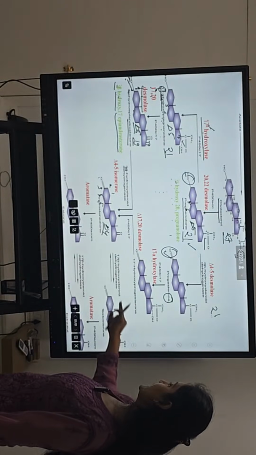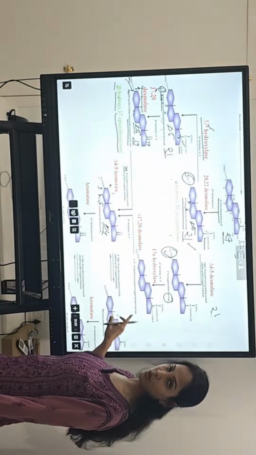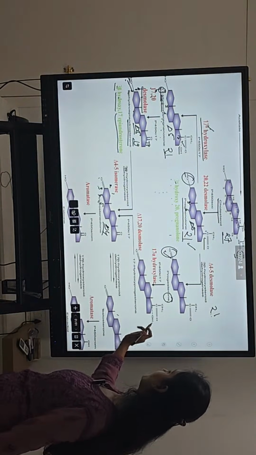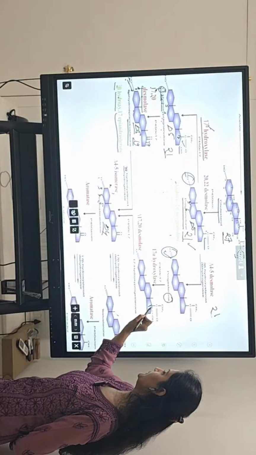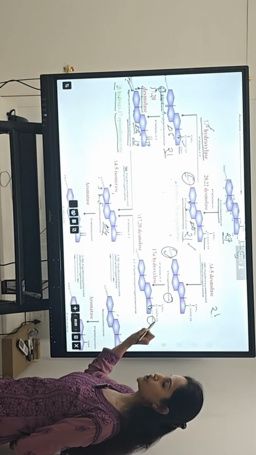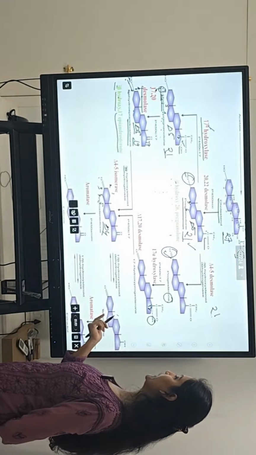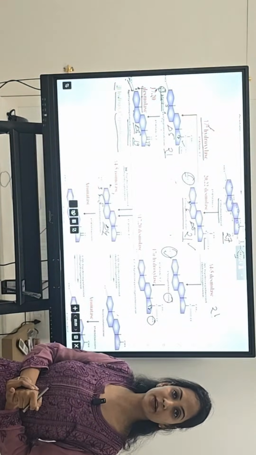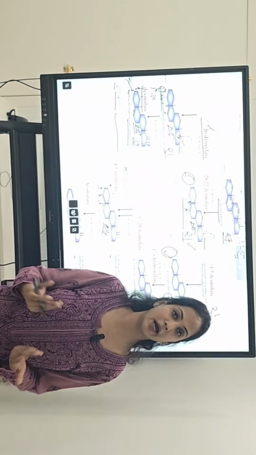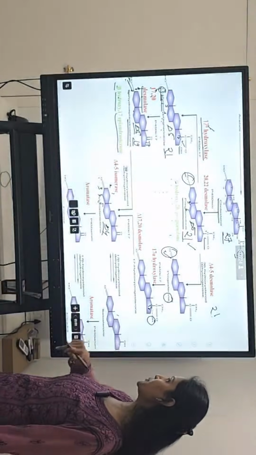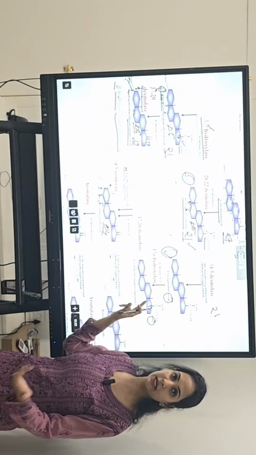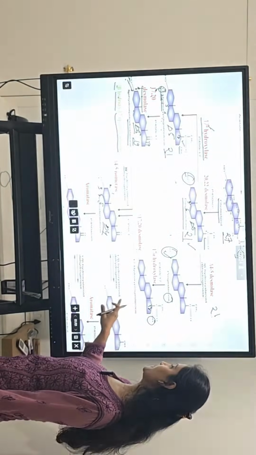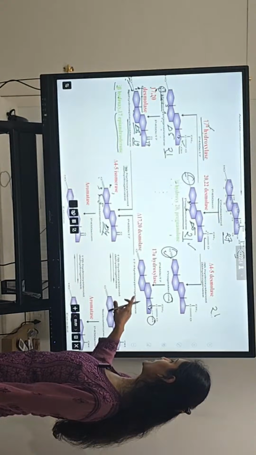Now the next product is 17 hydroxyprogesterone. We are adding a 1 OH group at the 17 position. If we are adding an OH group, then we are doing hydroxylation. If we are doing hydroxylation, what enzyme will we use? Hydroxylase. Simple. And which position? The 17 position. Which side? Alpha side. So 17 alpha hydroxylase, and the product will be 17 hydroxyprogesterone.